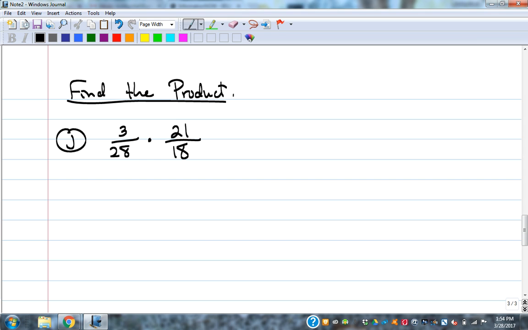What's that called? I know what you're doing, but what's it called? Cross canceling is what that's called. So Trevor's saying we can take this 3 and say 3 goes into itself 1 time, 3 goes into 18 6 times, and then the 21 and the 28 are divisible by 7. You can divide those by 7. You can cross cancel. And that's a very good way of doing it.